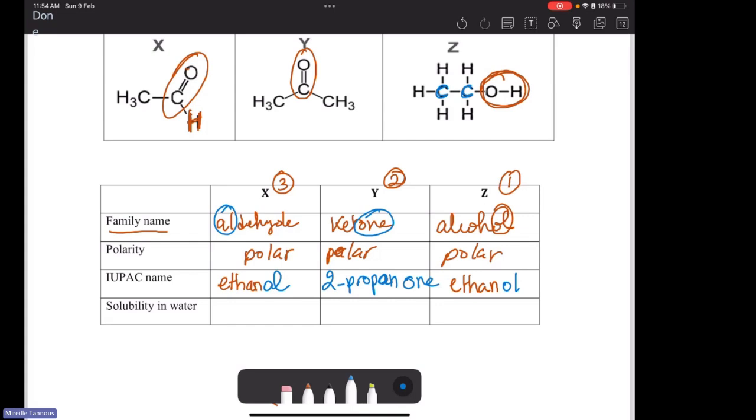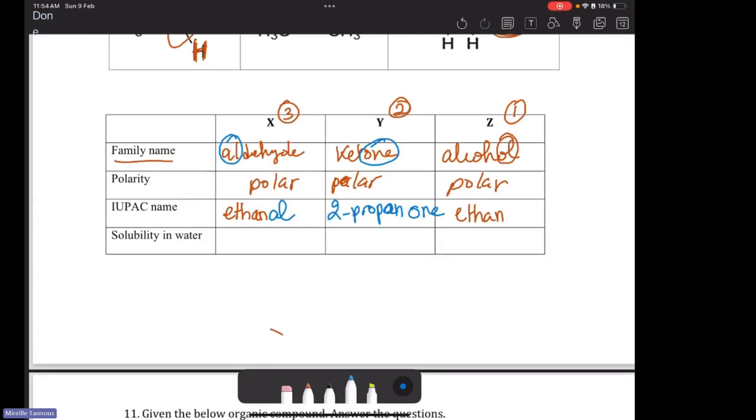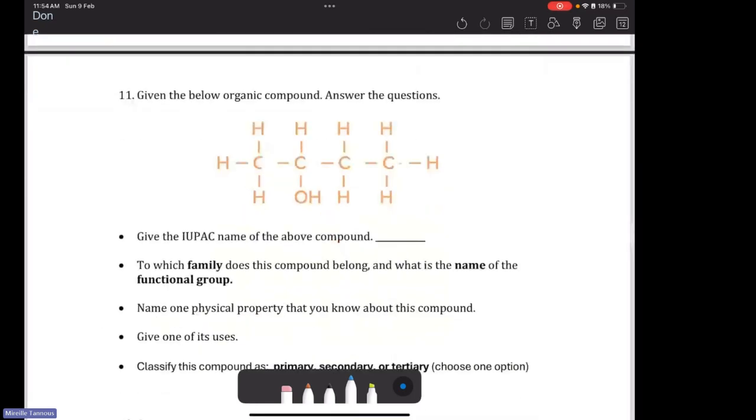Solubility in water, all soluble. All of them. The only insoluble compounds we talked about are the alkane, alkene, alkyne. Being polar, it means they are soluble. And of course, alcohol, the highest solubility. If I want to compare, aldehyde, the lowest solubility. Next, almost there.